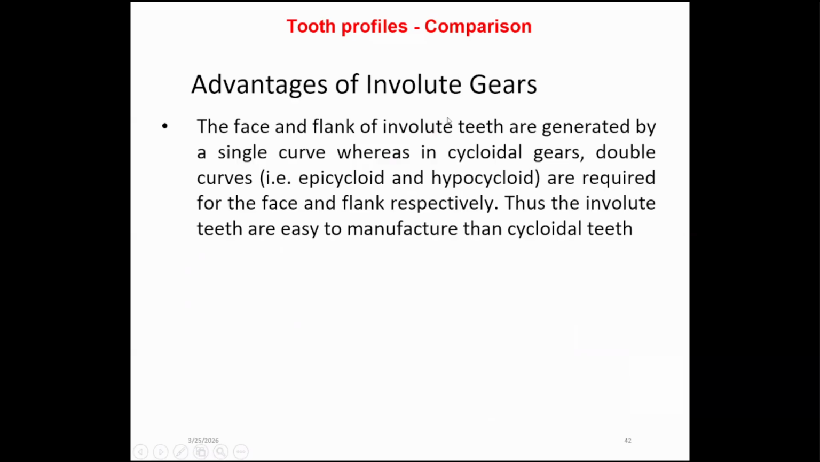The face and flank of involute gears are generated by a single curve. Involute has a single curve, whereas for cycloidal gears, double curves, the epicycloid and hypocycloid curves, need to be designed to manufacture face and flank. Thus, involute teeth are easy to manufacture compared to cycloidal teeth. Actually, not manufacture, let's say design is quite difficult, right?